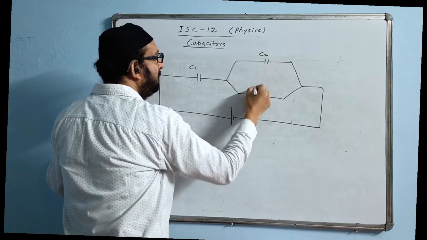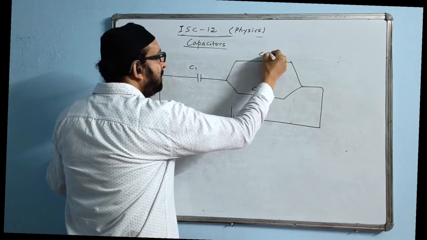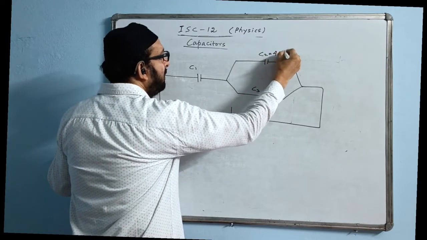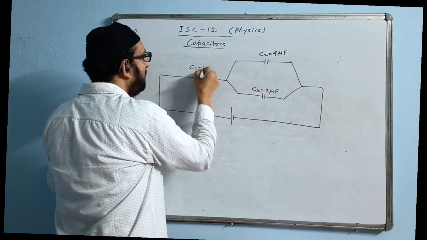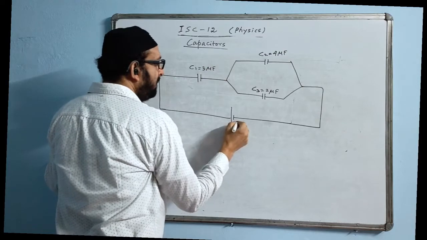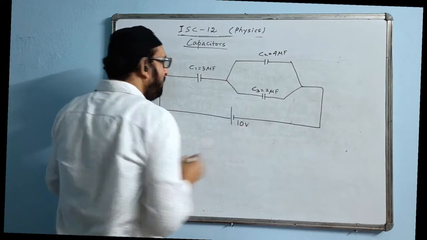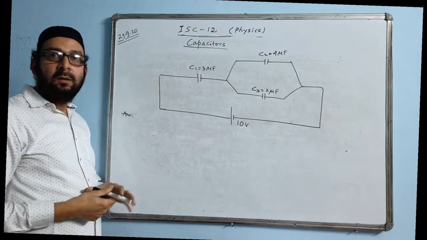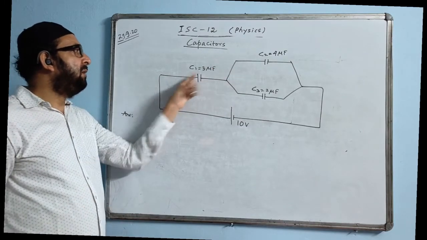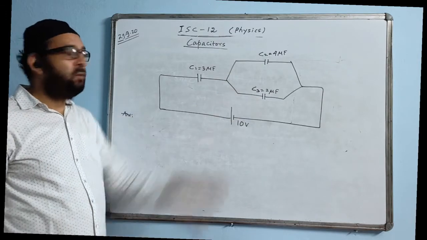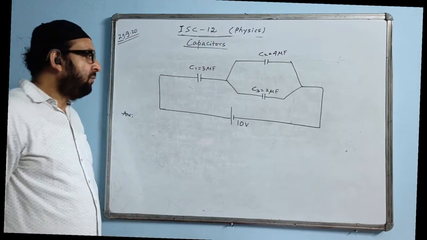C1, C2, C3. This is 4 microfarad, 2 microfarad, 3 microfarad, and this is given 10 volt. This time we have to find the charges through each one of them, like C1, through C2, and also through C3. How to find?